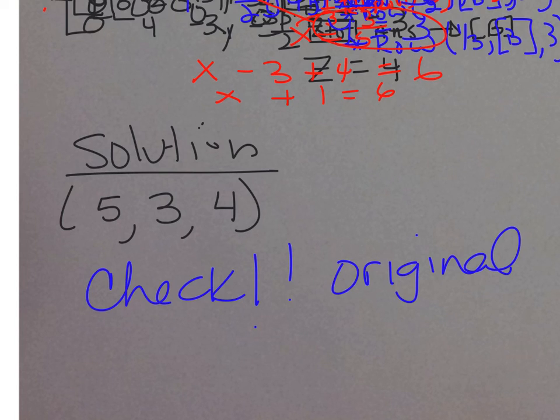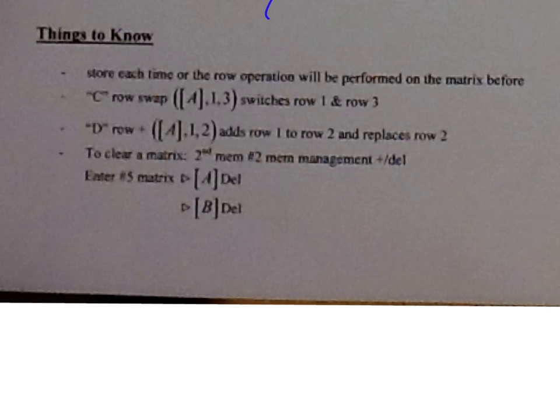Alrighty, so just last thing on the back side of that paper, just need to flip my page. Okay, so a couple things to remember. Make sure you store each time, or your row operation will be performed on the last matrix that you had. Okay, on the last matrix from before. C in the calculator is row swap. So you would do your matrix. If you want to row swap 1 and 3, you type in 1, 3, but make sure you type in your matrix, whether it's A or B, whatever. And switch row, that switches rows 1 and 3.